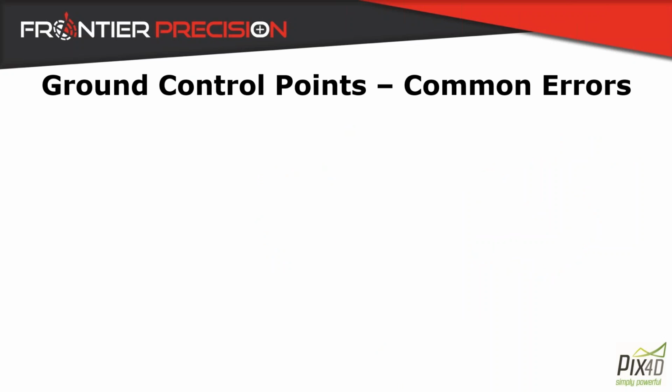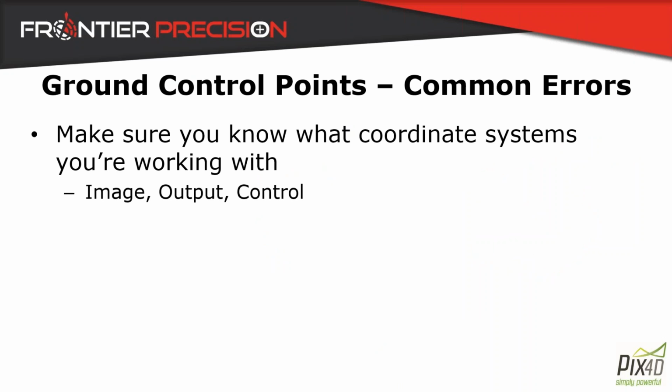Okay, so some common errors that are made with ground control points. This is maybe more related to Pix4D specifically. I'm not sure. I know a few other softwares input data the same way, but first and foremost, make sure you know what coordinate systems you're working with. So when you're setting up your Pix4D project, you'll need to specify the coordinate system for the images that you're inputting, the ground control point file, and then also what coordinate system you want your deliverables to be output into. So make sure you know what these 3 coordinate systems are, what they relate to, and make sure that you set them up properly.